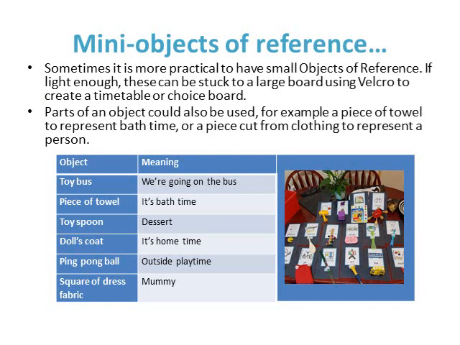Sometimes it's more practical to have small objects of reference. If they're light enough, these can be stuck to a large board using Velcro to create a timetable or choice board. Parts of an object could also be used, for example, a piece of towel to represent bath time, or a piece cut from clothing to represent a person.